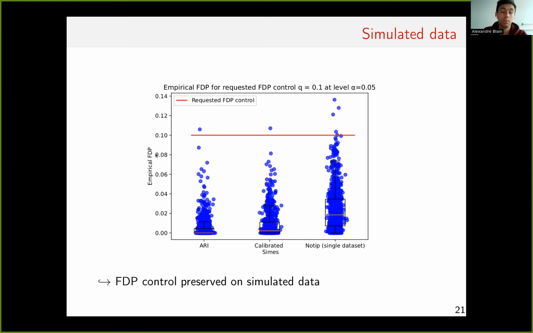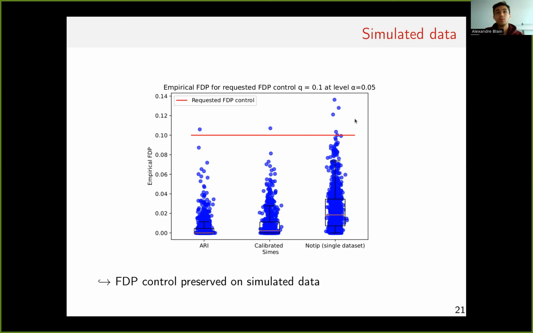So what you see here, the important part is the one on the far right, where we are plotting the false discovery proportion of the three methods at hand. And what you see is that the false discovery proportion is indeed controlled with Notip. You have 1,000 simulations here, and in only 5 or 6 of them do you exceed the required FDP, which is 10%. So you are well inside the margin that you have, which is 50 simulations, since you are taking alpha close to 0.05. So you see that FDP control is indeed preserved on simulated data.